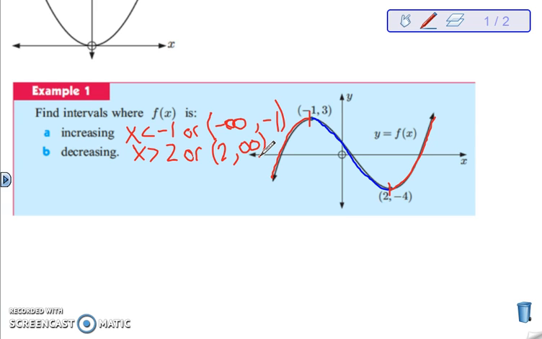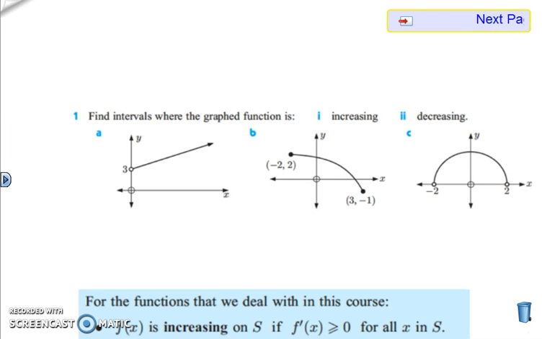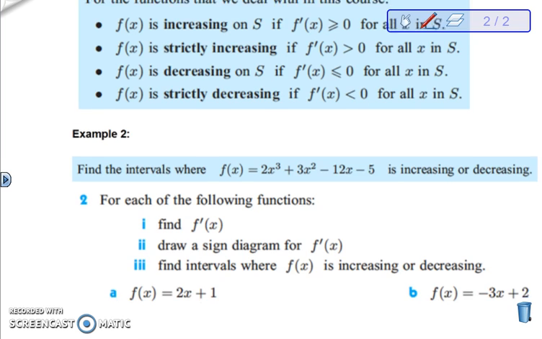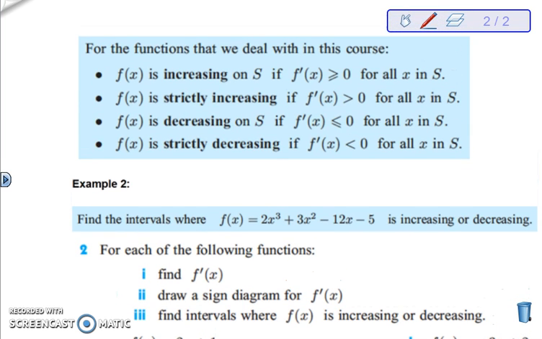And finally, I am decreasing everything in between the -1 and the 2. So that would be where -1 is less than x is less than 2, or if I'm using interval notation, from -1 to 2. So luckily this time the points where we change direction were provided for us. But that won't necessarily always be the case. So look at the graphs, figure out whether they're increasing or decreasing, and then let's look at example 2.